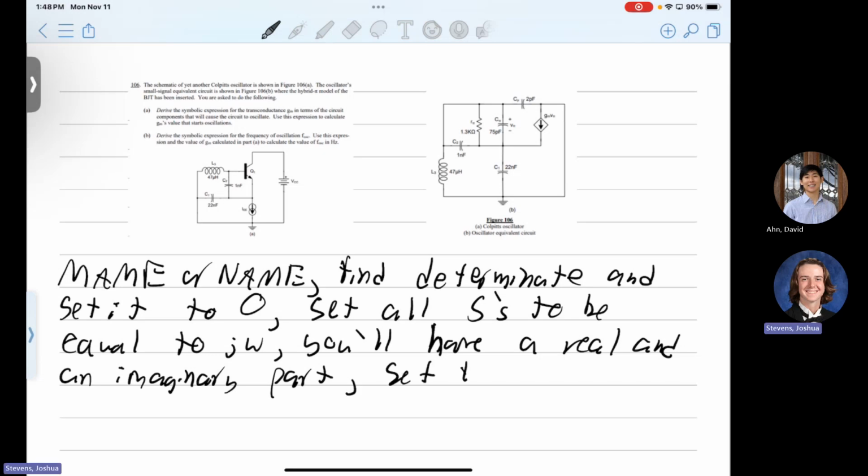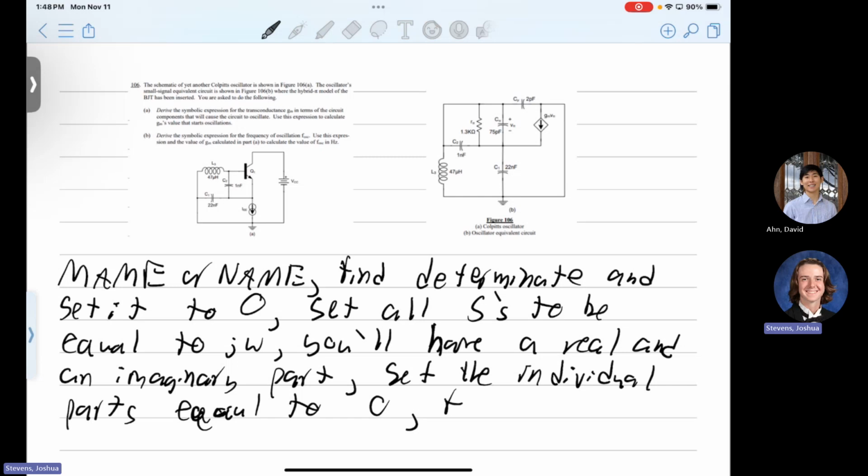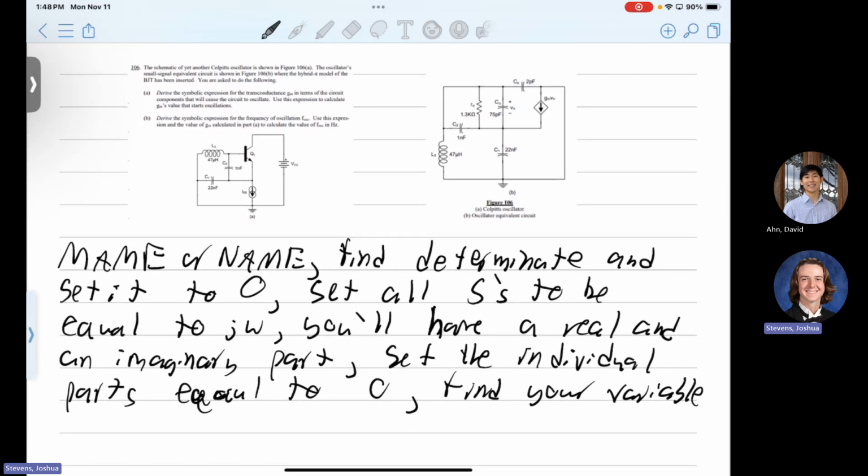Set the individual parts equal to 0. Find your variables. All right, that's basically the process. I just wrote it out in words. I'll do the actual math here in a little bit. So, like I said, do either mesh or nodal, whatever works better for the problem. Find the determinant through that mesh or nodal, and set it equal to 0. Whatever the long term is, set it equal to 0.